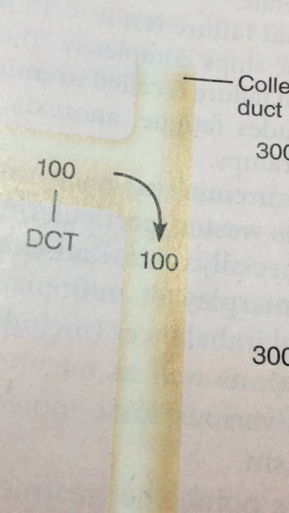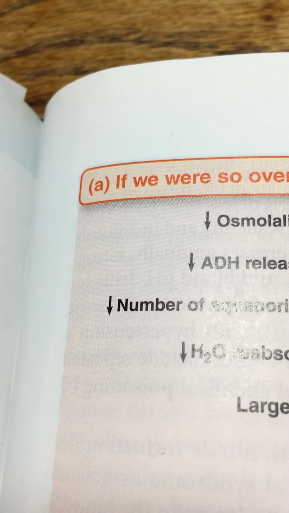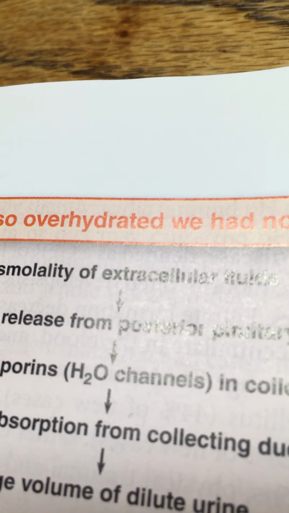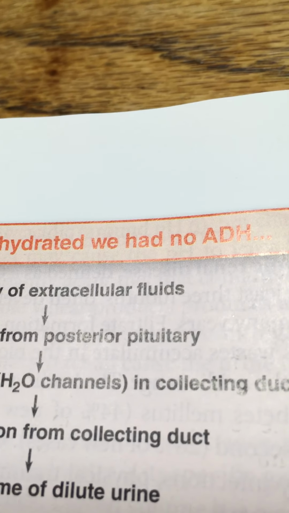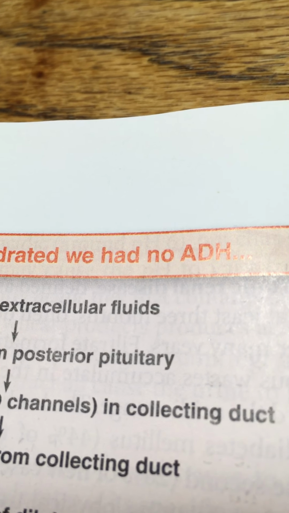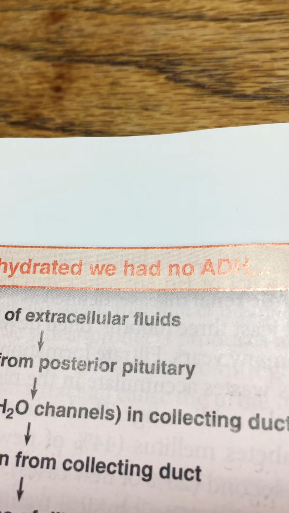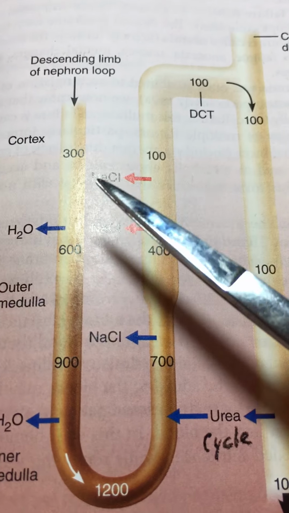Okay, and now over here we have a comparison study that's going on. And what are they comparing? Let's take a look at what's going on. It says here, if we were so overhydrated, that is to say, let's say I just chugged down a whole pint of water, and we have no ADH, which means that my blood volume is adequate and no ADH is being released. Okay, so I've just chugged down all that water.